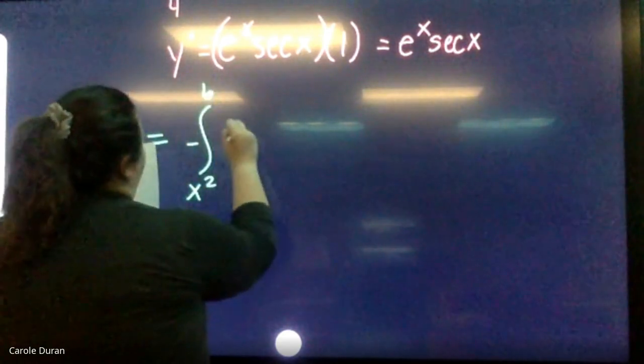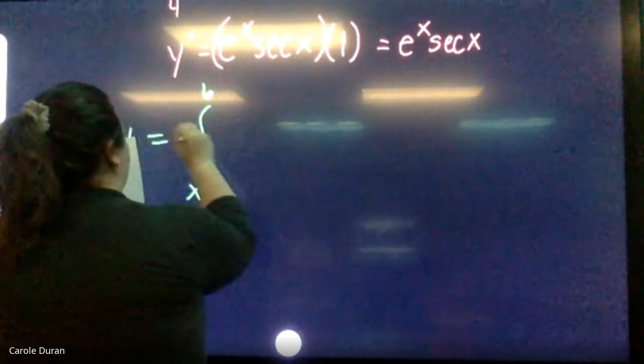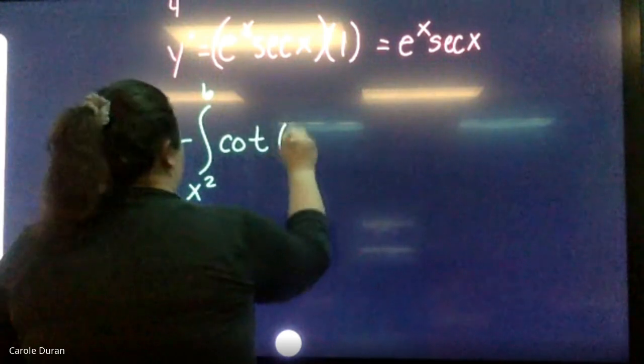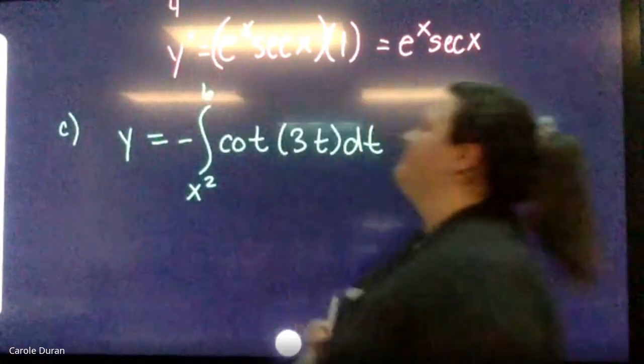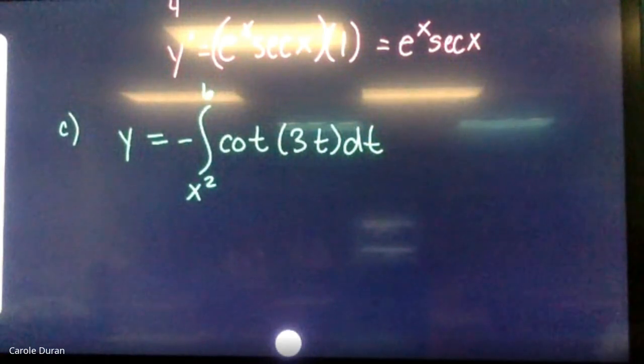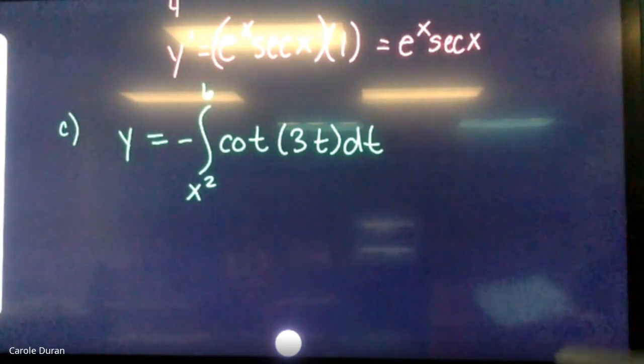Is that a 6, not a B? I think it's a 6. It's x squared to 6. Wait, there is a negative in front of the integral sign. Is it just going to flip? Hold on. There is a negative in front of the integral.